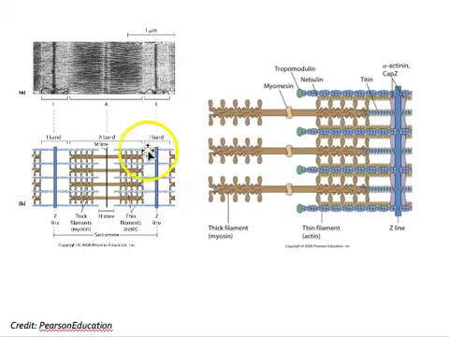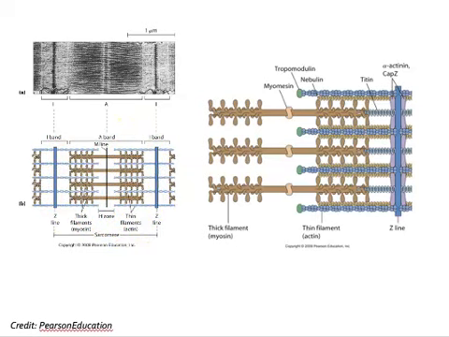This area right here, this I band area, is going to go away because the Z line is going to move this way until it essentially bumps into the thick filaments. Over here, this Z line is going to go this way until it bumps into those thick filaments. Once the sarcomere is completely contracted, the Z lines will lie right here and right here. That sarcomere will have gotten as short as it can get.